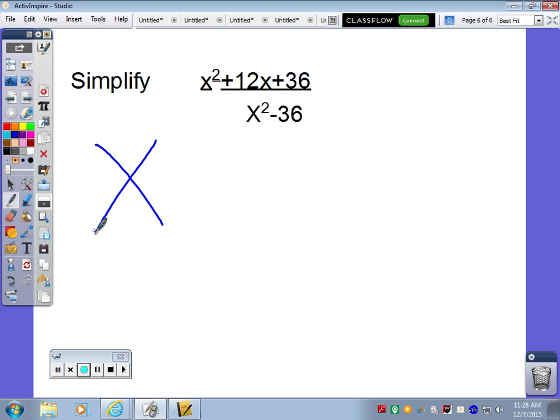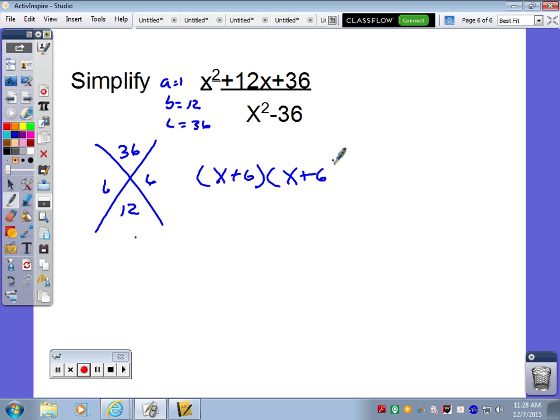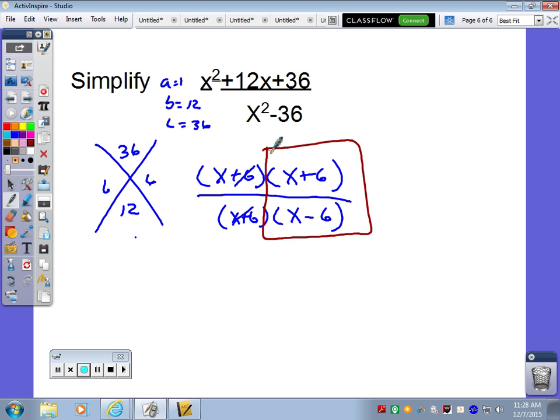To simplify this, you must factor the top and factor the bottom. So here we have A is 1, B is 12, C is 36. So 1 times 36 is 36, 12, 6 and 6, x plus 6, x plus 6, and here we have a difference of squares, x plus 6, x minus 6, cancel, cancel. Your final answer is this, x plus 6 over x minus 6, x not equal to 6. Remember, you have to have the excluded value.